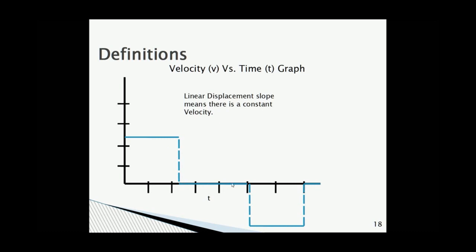From this point to this point, this was the plateau on the displacement versus time graph. You have no velocity. So no change in displacement means zero velocity. And from this time point to this time point, you had a negative change in displacement. Therefore, you had a negative velocity. And for the remainder of the time, you had no change in velocity, since you had no change in displacement, or you had no velocity since you had no change in displacement.